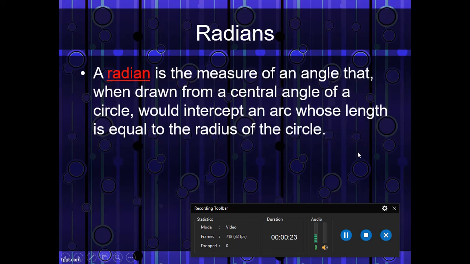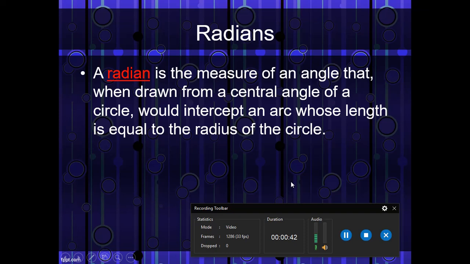So a radian is a different type of angle measure. Next year in Algebra 2, you're going to explore this very deeply. But basically, what we're creating is a central angle. So we know that that's drawn from the center of our circle. We'll have our two radii as the borders.